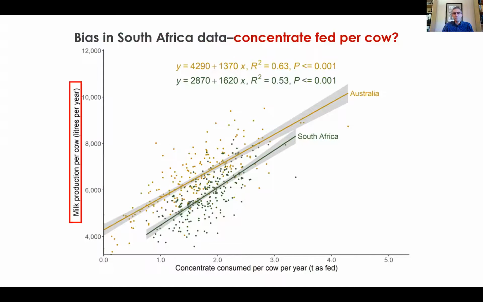This graph moves milk production per cow to the vertical axis and has concentrate consumed per cow in tonnes fed per year on the horizontal axis. The relationships are very similar in both data sets. That is, concentrate feeding rate explains a similar proportion of the variation of milk production per cow in both countries. And yet milk production per cow explains very different impacts on profit in the two countries. This should at the very least give you all pause to think about whether targeting higher milk production per cow via increased feeding of supplements is a sound plan.